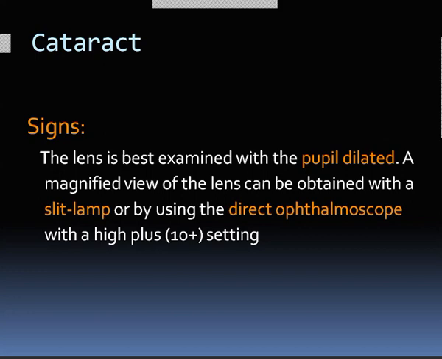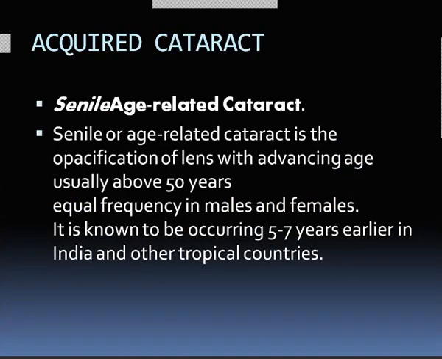And then what are the signs? What the patient tells is the symptom, and what we elicit is the sign. Previously I discussed only the symptoms. Now we have to elicit whether the decreased vision is due to cataract or not. The lens is best examined with a dilated pupil, and a magnified view of the lens can be obtained by the slit lamp or by distant direct ophthalmoscopy with the high plus setting, plus 10.